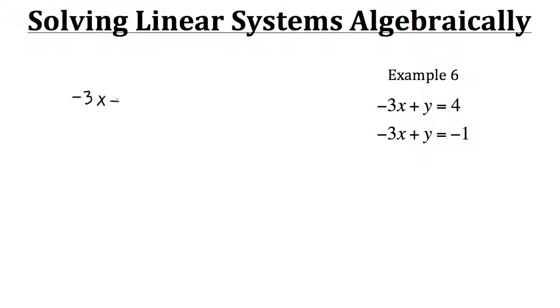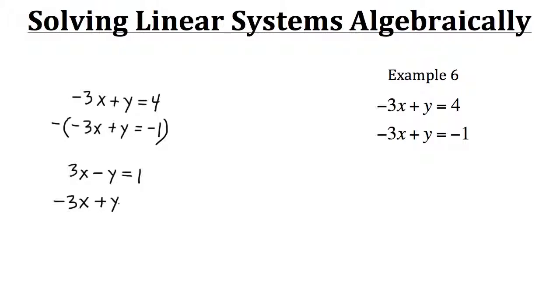So for example, let's say we want to cancel out the y's. In order to do that, we need to make one of them negative. Since they're both a positive y right now, let's change the second equation to make it negative. So we'll multiply everything by negative 1, which will change the second equation to be a positive 3x minus y equals 1. Now let's bring our first equation in again: negative 3x plus y equals 4. Now let's add them up.